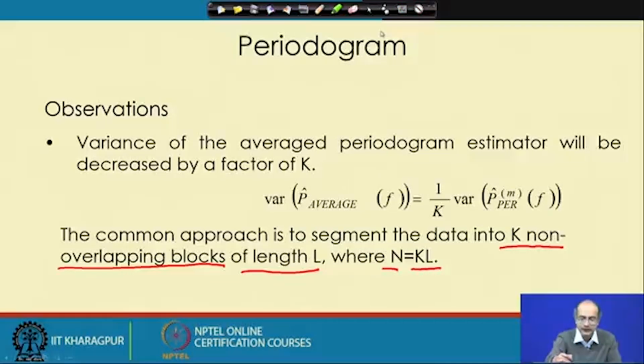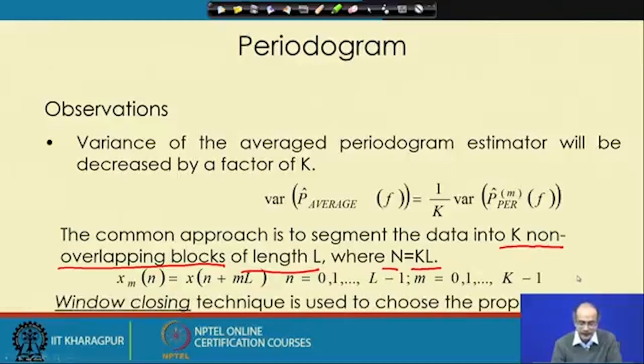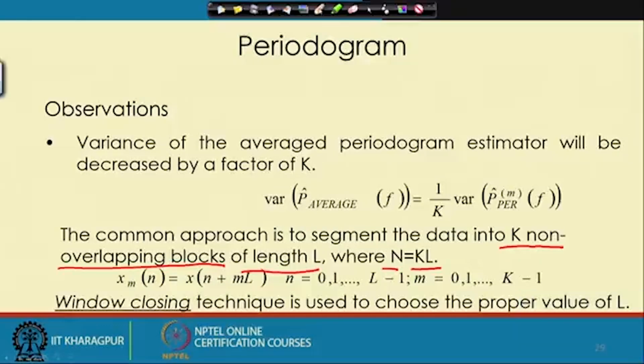So, in this way we have generated the individual data sets which are assumed to be independent, at least that is true so long as the observations are independent from each other. Now, to get the proper value of L, we take a technique called window closing. Now, what do we mean by window closing?